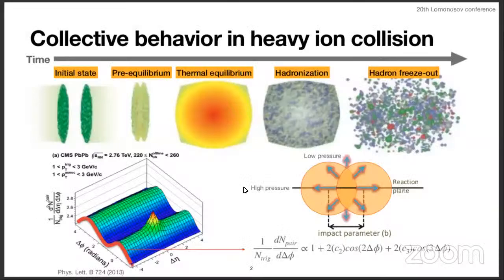Evidences which are supporting the generation of hot and dense matter at high energy heavy ion collisions. One of them is the elliptic and triangular flow, which we could get from two-particle azimuthal anisotropic correlations. The second order of the Fourier cosine coefficients we call the elliptic flow component, while the third order is the triangular component.